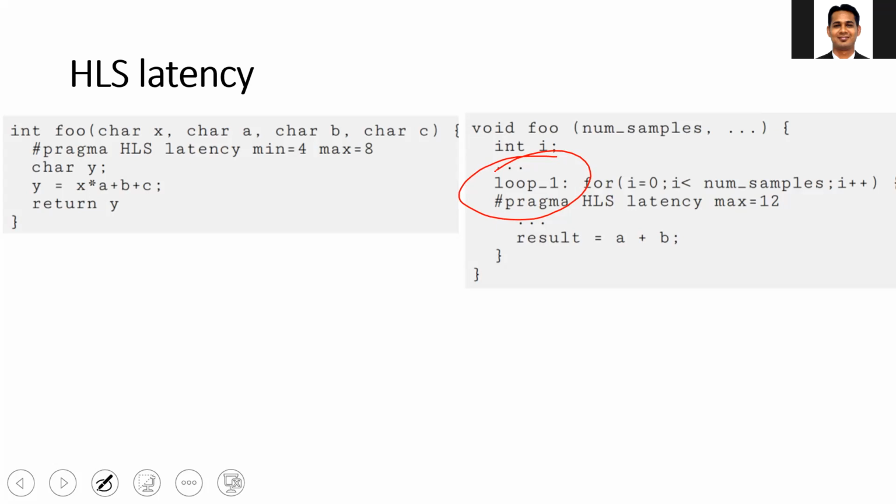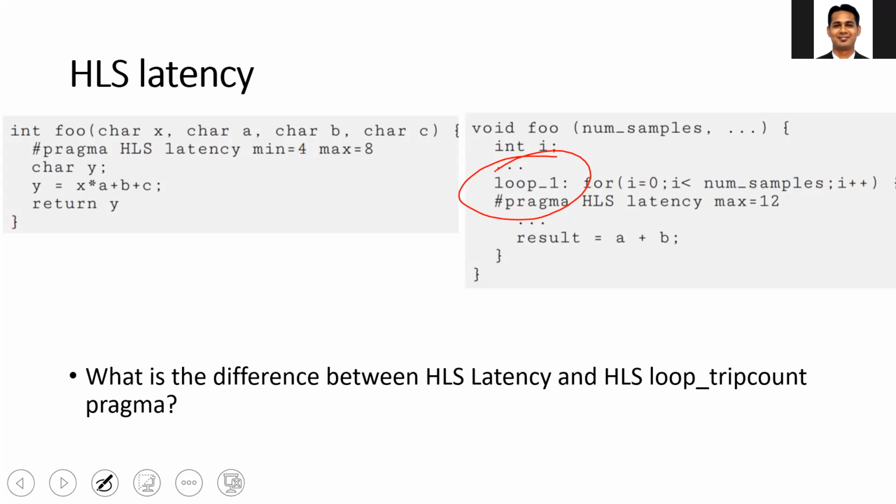In addition to the HLS latency, there is an additional pragma called HLS loop trip count. So for you, the homework is to find out the difference between the HLS latency and HLS trip count, and how they are helping the tool and the user to get the desired functionality. So this is the homework for you.